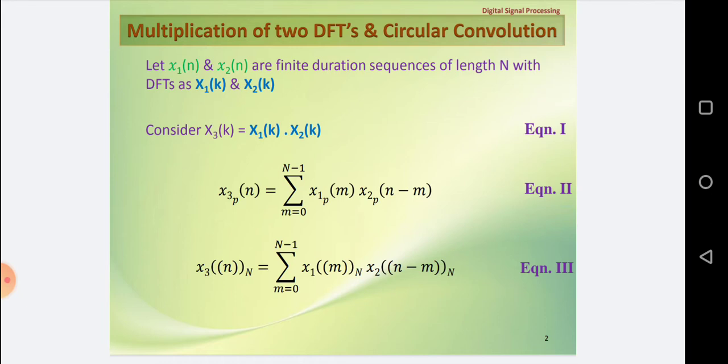x3 of n is given as x3p of n, which represents the periodic repetition or periodic extension of x3 of n. So x3p of n is equal to summation m equals 0 to N minus 1 of x1p of m into x2p of n minus m. Converting into modulo operation, x3 of n modulo N is equal to summation m equals 0 to N minus 1 of x1 of m modulo N into x2 of n minus m modulo N. Say it equation 3.